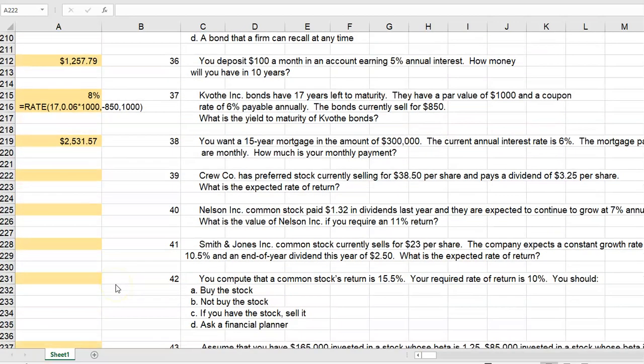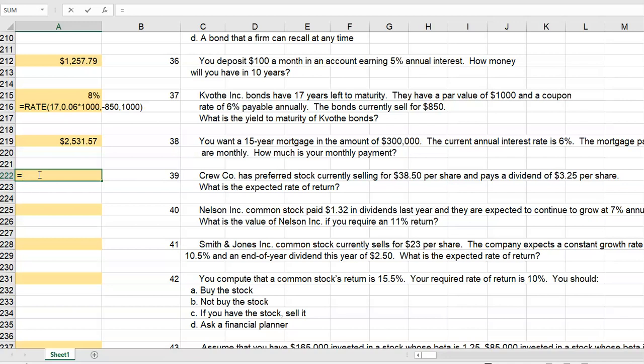Next. All right, we really are nearing the end. So, Crew has a preferred stock selling for $38 a share, pays a dividend of that. What's expected rate of return? Remember, this is the perpetuity. We talked about this before. So it's my dividend. Oh, expected rate of return. Yeah, it's perpetuity. I just flip it around. Basically, it's the yield.